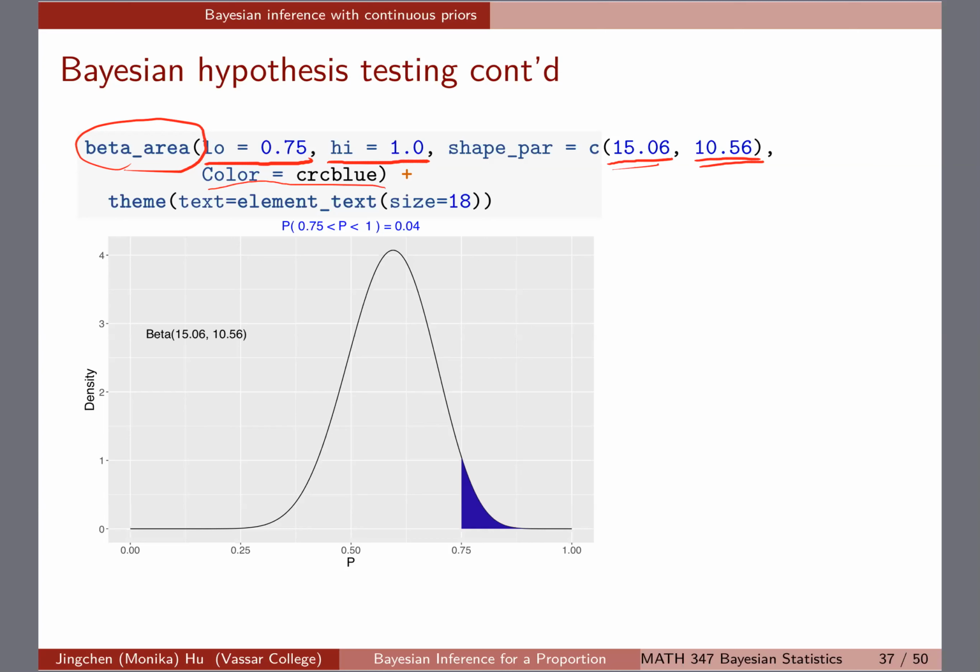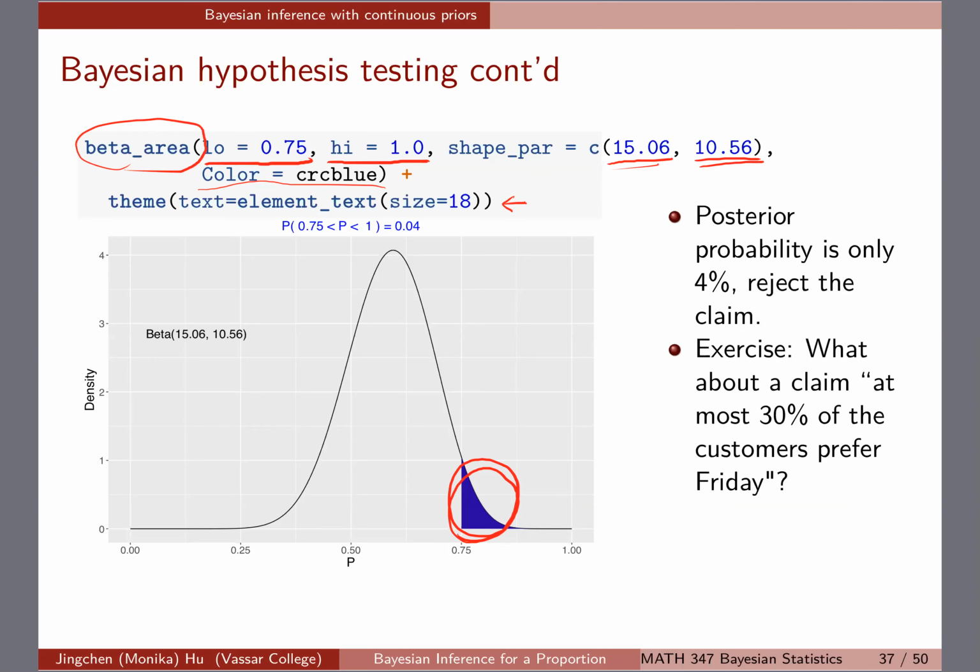This is really just setting the color of what is going to show up, so it doesn't matter. And this line is just to get the text size a little bit larger, so it's easier to read. Okay? So by running this function, we're looking for this portion of the probability, and again, because it's a proper distribution, the area under the whole curve is going to be 1, right? So we're exactly looking for the shaded area, and once you run this function, you will see the probability show up on the top. It's pretty small, 4%, so you can reject the claim.